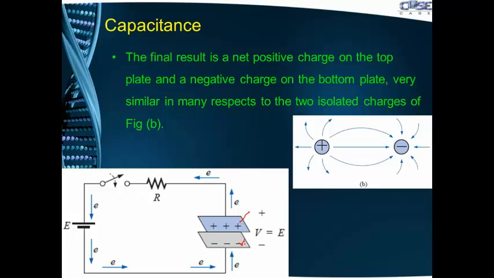There is an equal amount of negative charge that is accumulated on the negative plate. So this situation is very similar to the one in which there are two isolated positive and negative charges in a certain field.